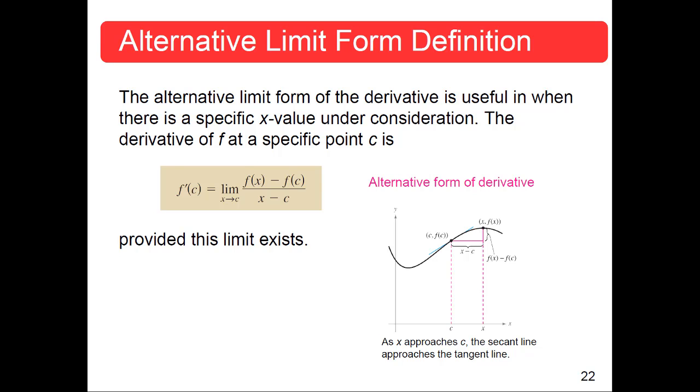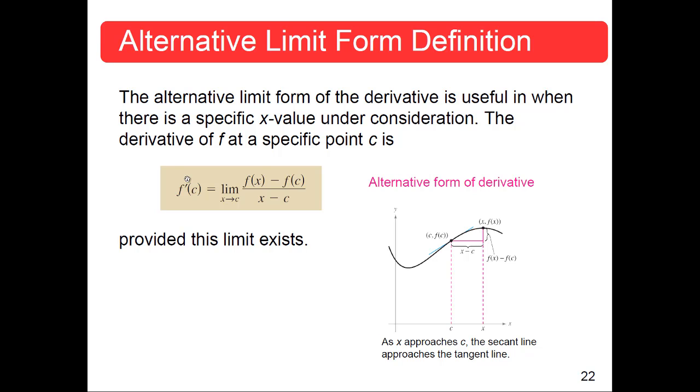But let's say we do want to find the derivative at a specific point. That is, we want to find the slope at a specific value of c, so a specific x value. Well, we have what we call the alternative limit definition. I'll show you where it comes from. It's not so bad. We have this new formulation of our derivative definition: f of x minus f of c over x minus c. Again, I'll show you where that comes from in just a moment.